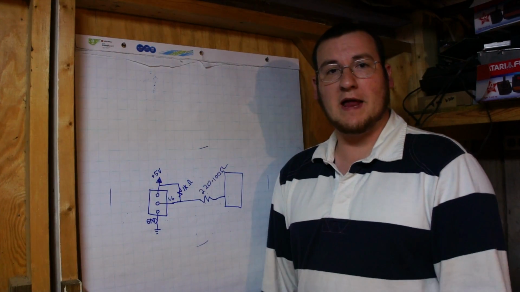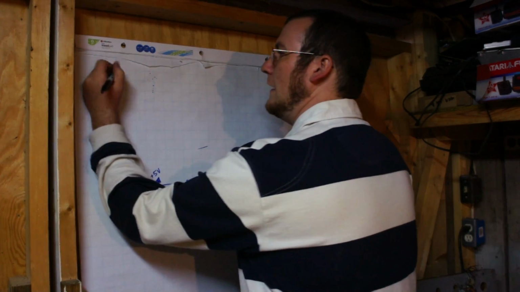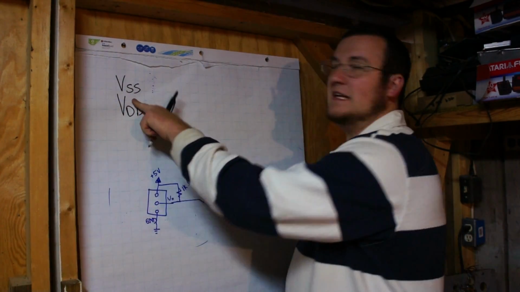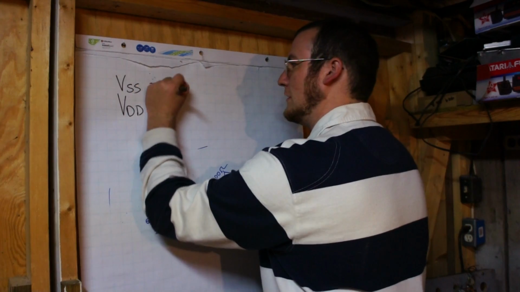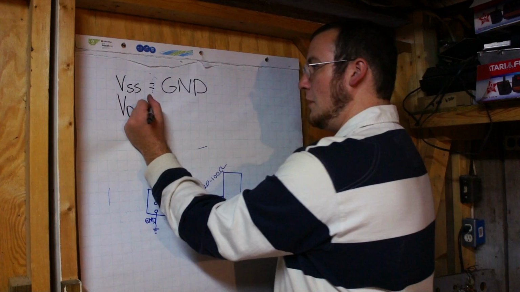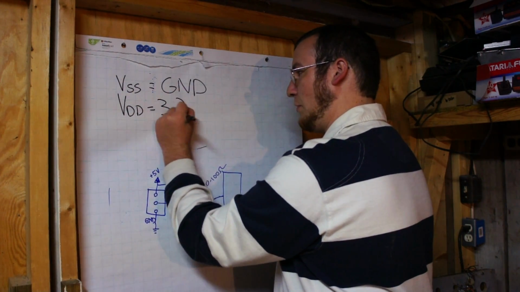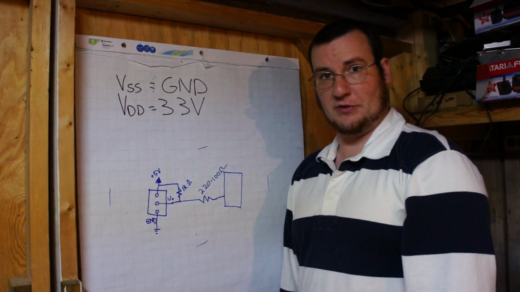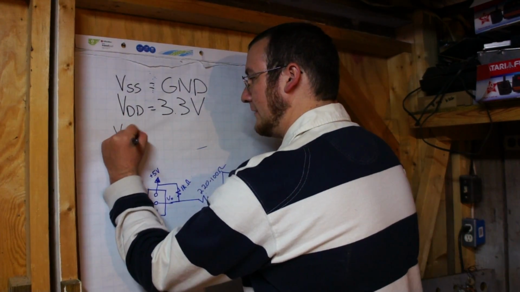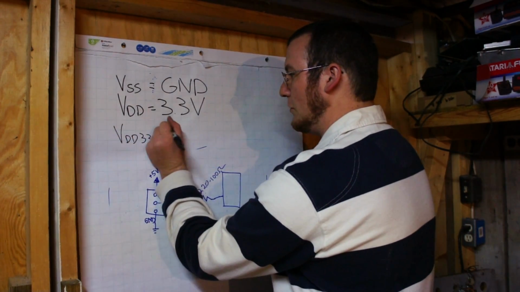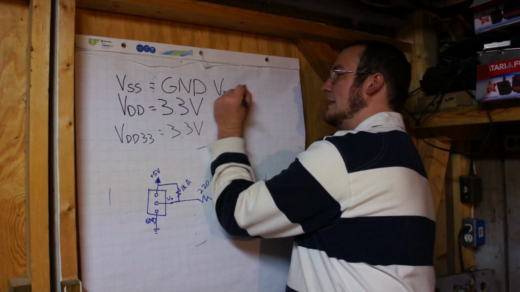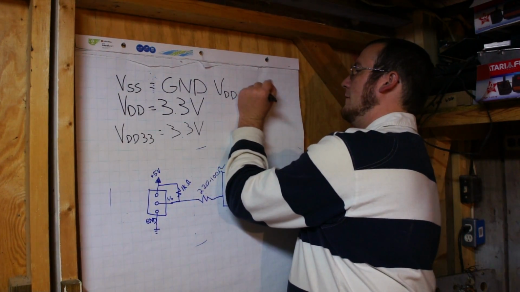Now when you're looking through the schematics, you may see symbols like VSS and VDD. VSS just means it's ground. VDD is a positive voltage, which in our case is probably 3.3 volts, since the propeller runs on 3.3 volts. But you can also denote what this means by going VDD33, which means 3.3 volts, or VDD5, which would mean 5 volts.